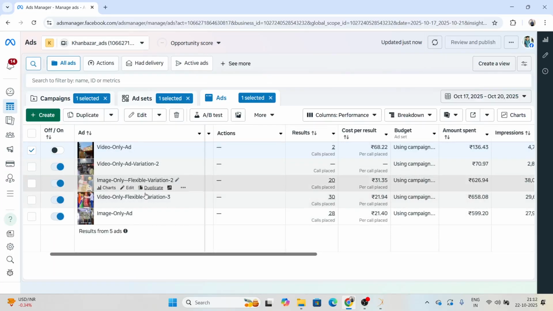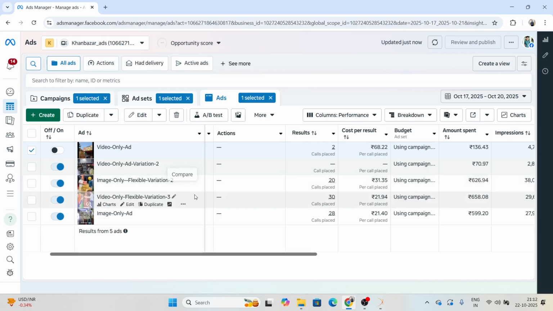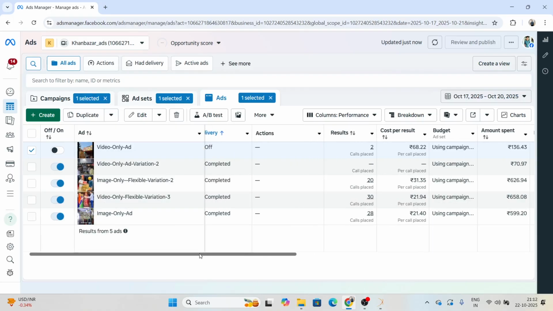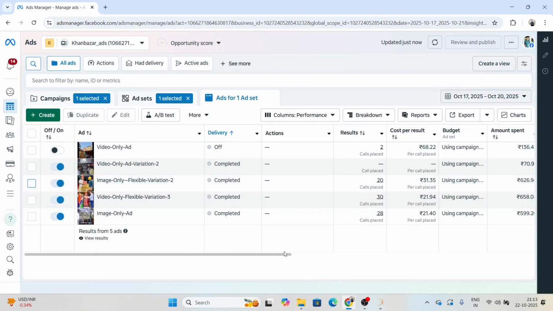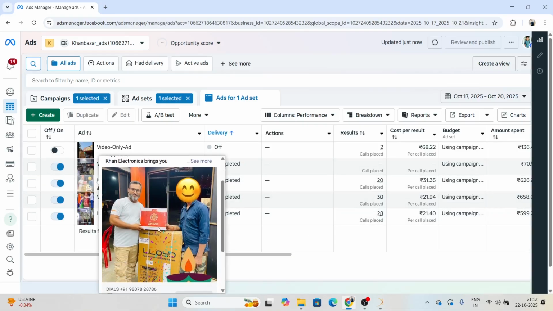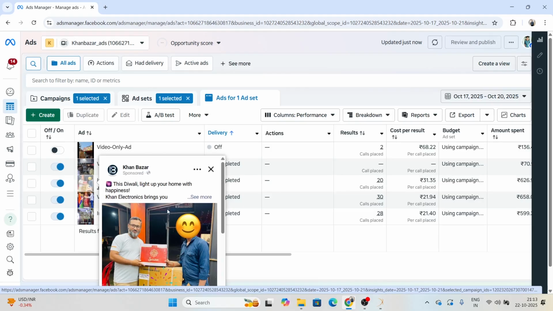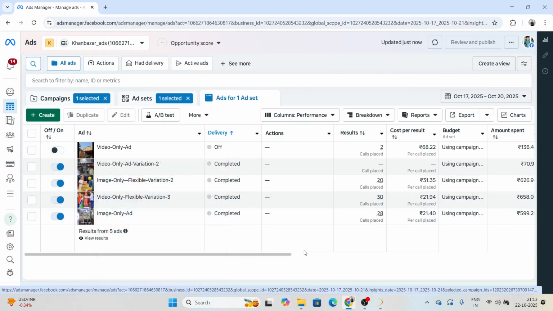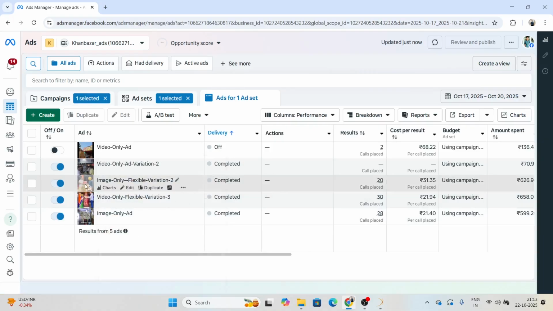Next morning I added these two, and actually it was a very good decision to include flexible image and flexible video. I used a combination of two videos and a combination of around 6 images. So as you can see, these three ads performed well. It's all down to the ad creative. You can see shop owners interacting with customers in this video. In this video also, you can see the shop owner gifting the customer.